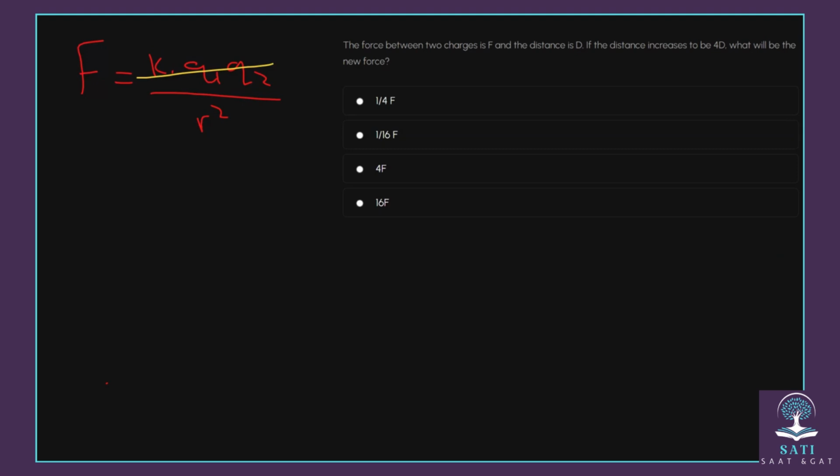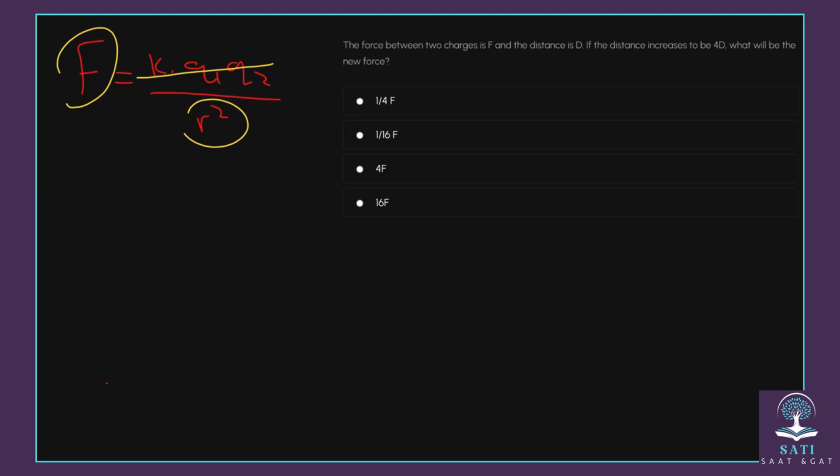So when we compare now F and R squared, the relationship between them is inversely proportional. That means if one increases, the other one will decrease.